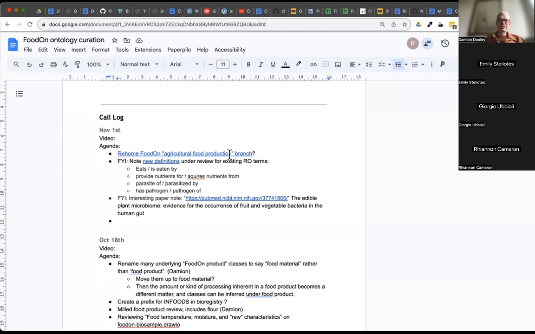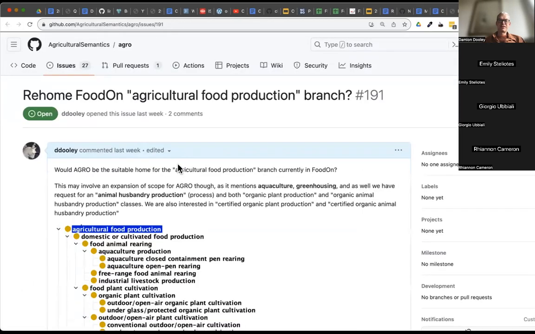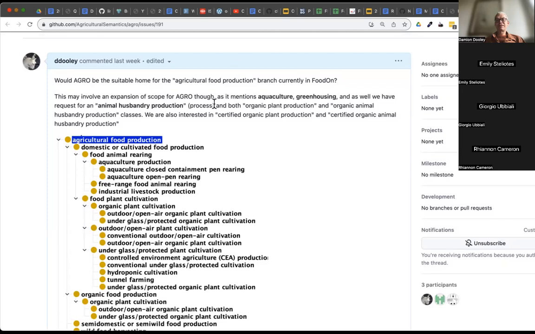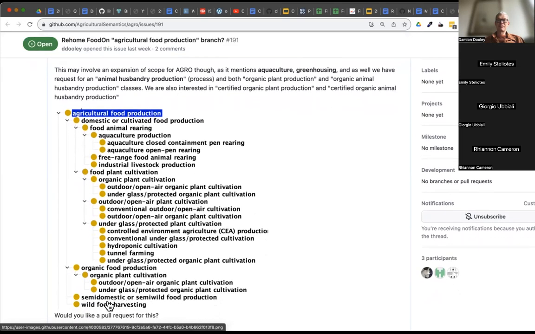Okay, on the agenda, first thing, this came up in the last week: rehome the FoodOn agricultural food production branch. Right now, FoodOn has all these terms that we brought in a few years ago to capture some areas of food production that USDA was interested in categorizing. It seemed a little odd to have these stuck here instead of in AGRO. But AGRO ontology seemed initially to just be farm focused, farm practice focused, whereas a number of these other things were about other aspects of agriculture and even animal harvesting.